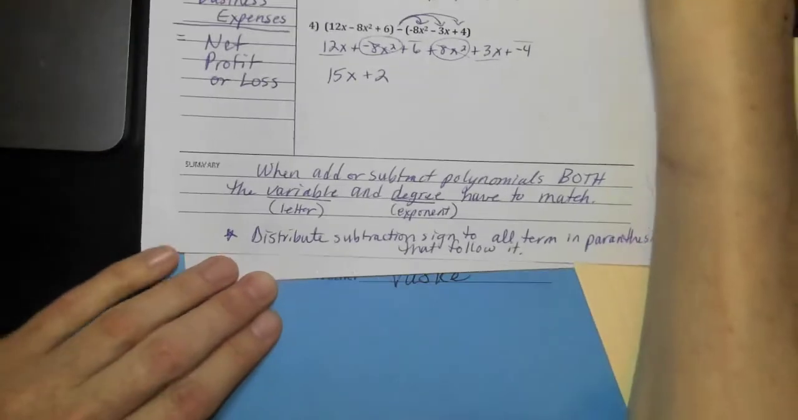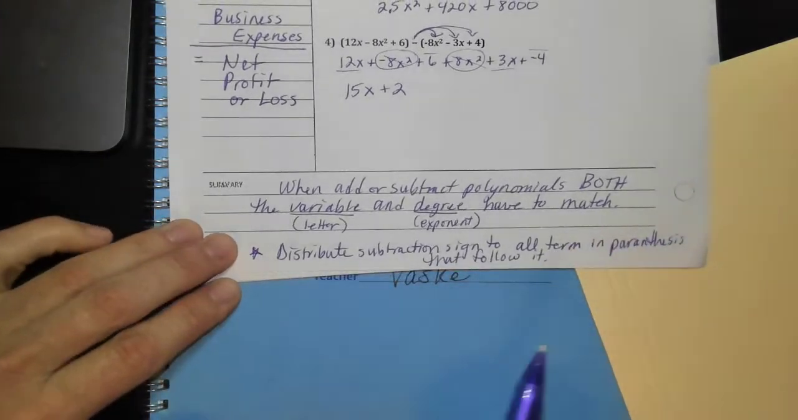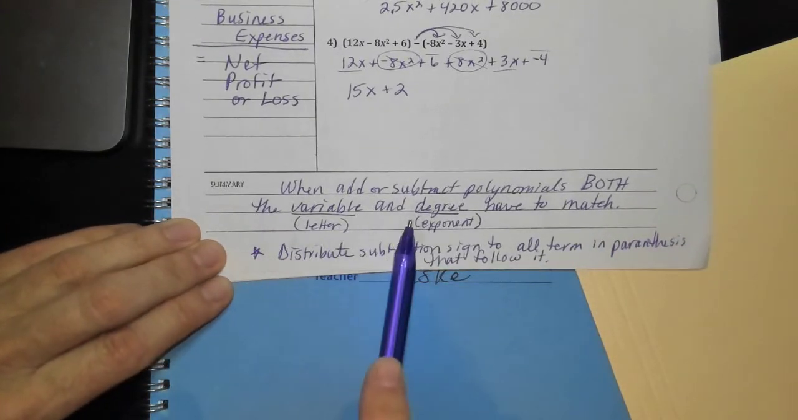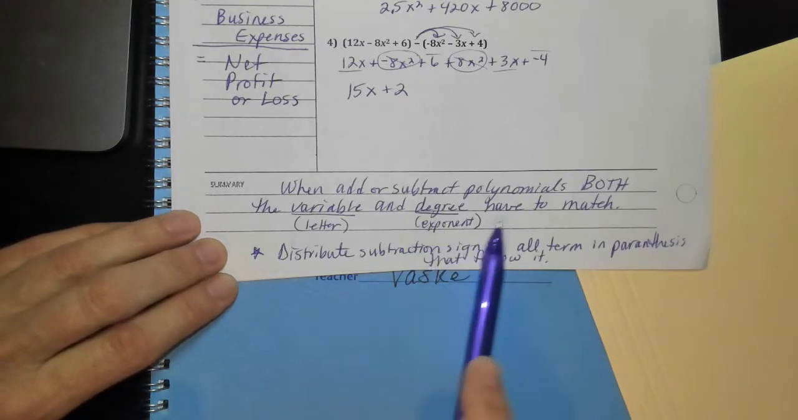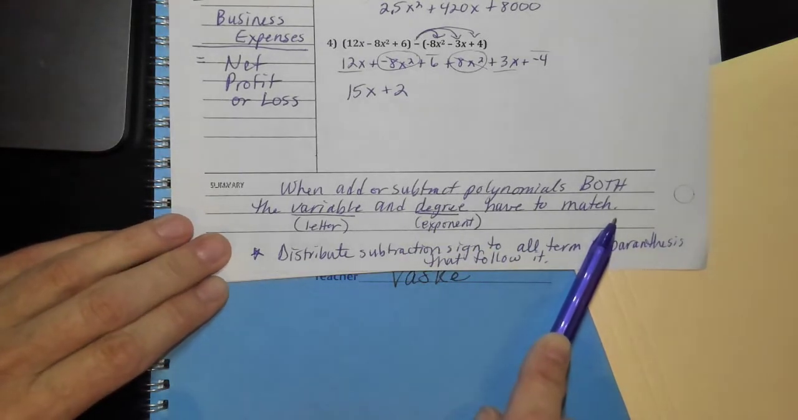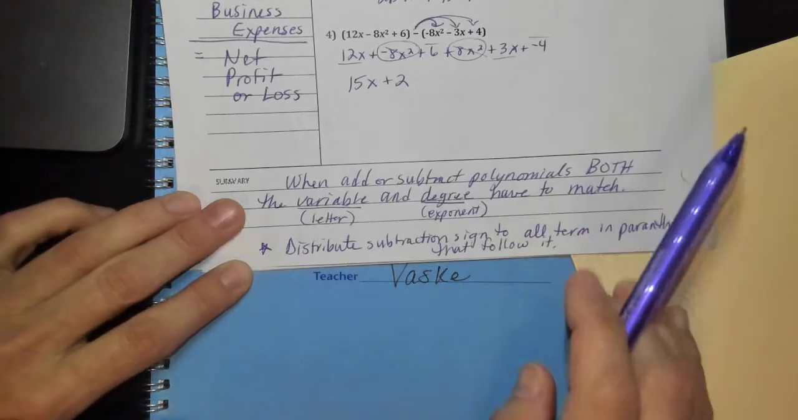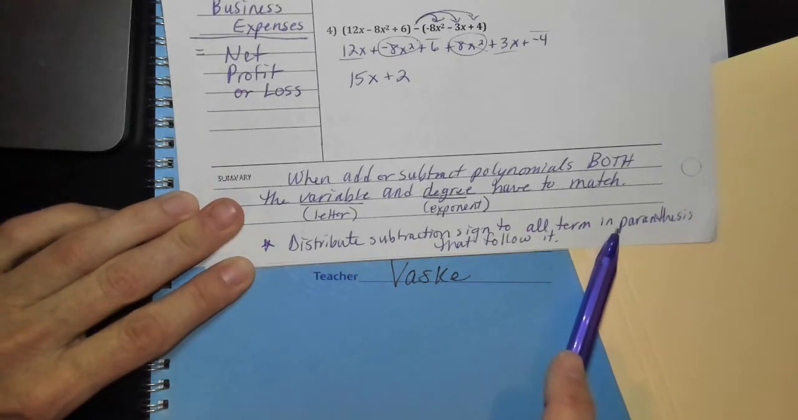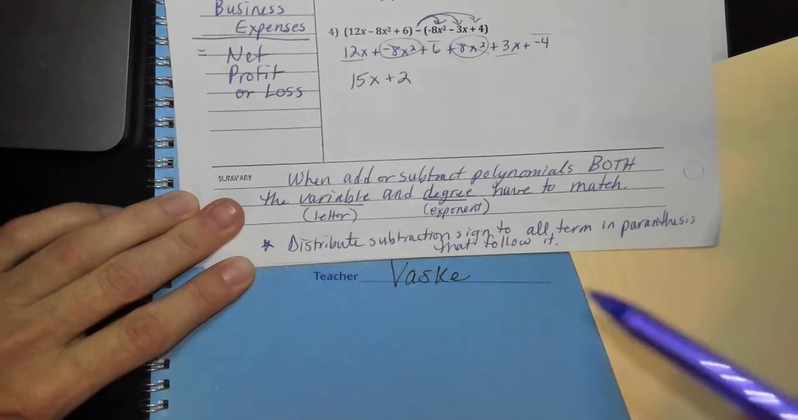All right, to wrap it up, when you add or subtract polynomials, both the variable, which is the letter, and the degree, which is the exponent, have to match in order for you to put them together. And then remember, distribute subtraction signs to all the terms in the parentheses that follow it.